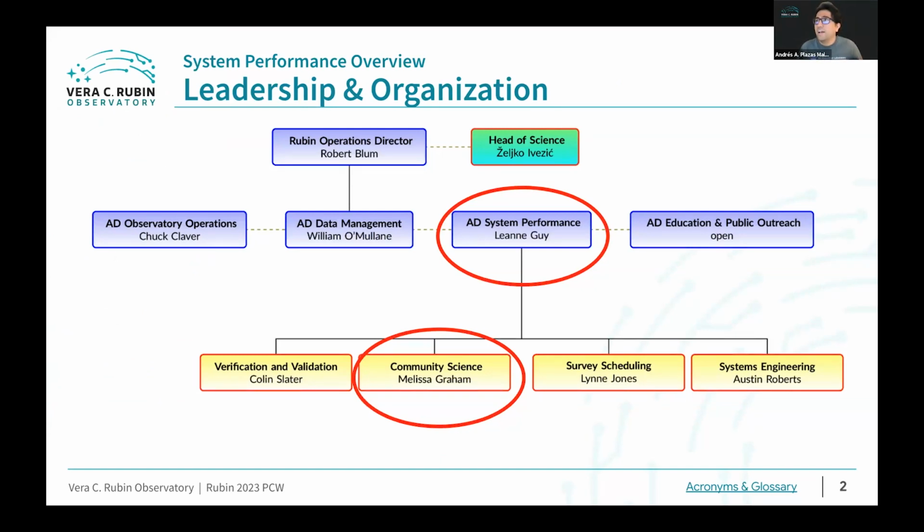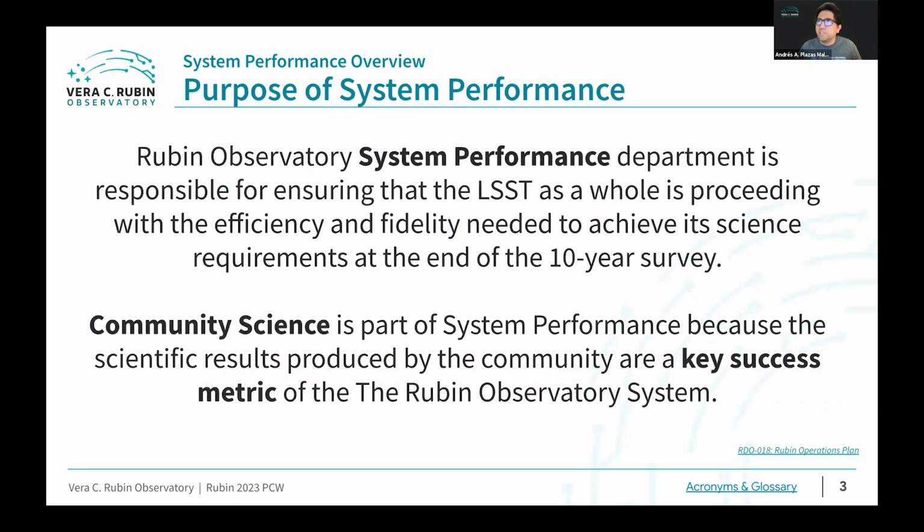Maybe you've seen these slides already. Within Rubin operations, we have this organigram, and then we have the Associate Directorate for System Performance. Within that, we have the community science team alongside verification and validation and other important departments. The system performance department is responsible for ensuring that the LSST as a whole is proceeding with the efficiency and the fidelity needed to achieve its science requirements at the end of the 10-year survey. The community science team is part of this department because the scientific results that the community is going to produce are a key success metric for the Rubin Observatory system. So we are the part that is going to ensure that the scientists and users who utilize LSST make the best out of it.